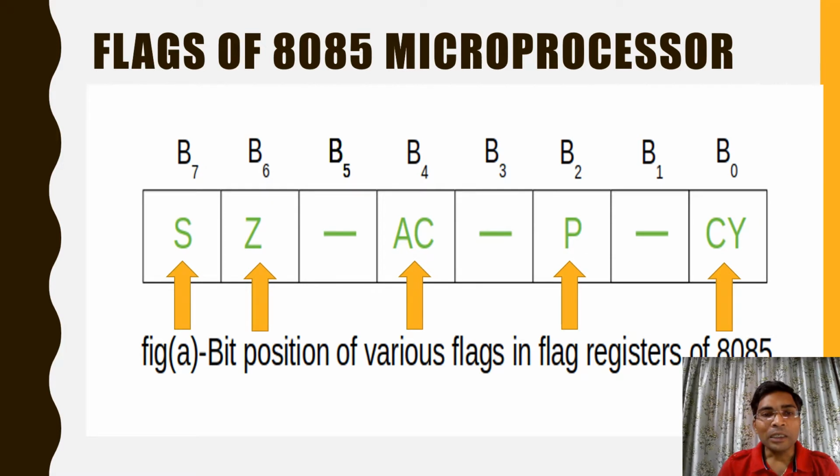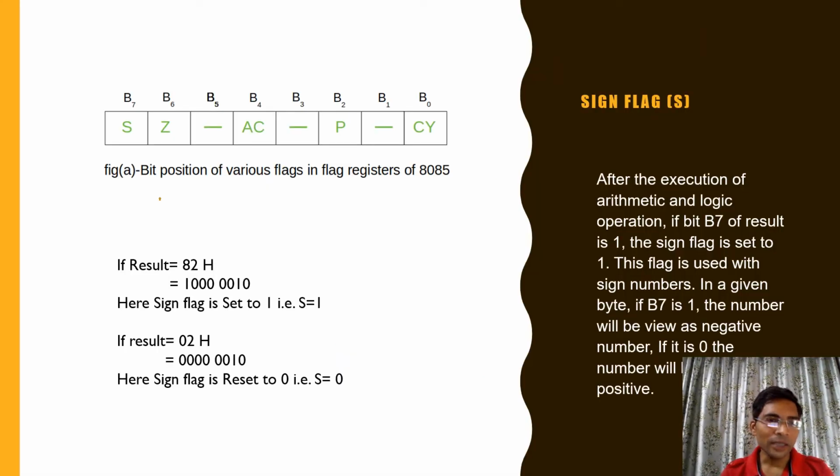Now this is the first flag, the sign flag. Looking at the diagram, the sign flag is at bit B7, that is the 8th position. The sign flag is used to indicate whether the result coming after an arithmetic or logic operation is positive or negative. If the last bit of the result is 1, then we can say that the number is a negative number. And if the last bit of the result is 0, then we can say that the number is a positive number.